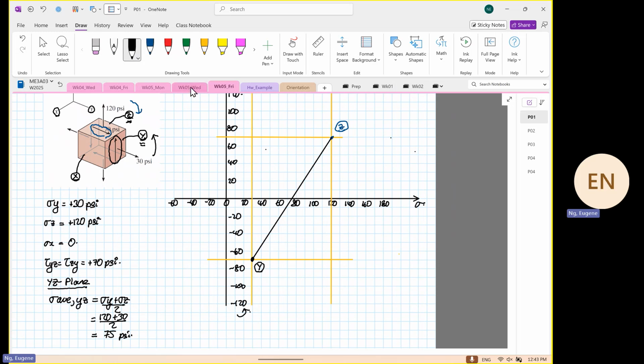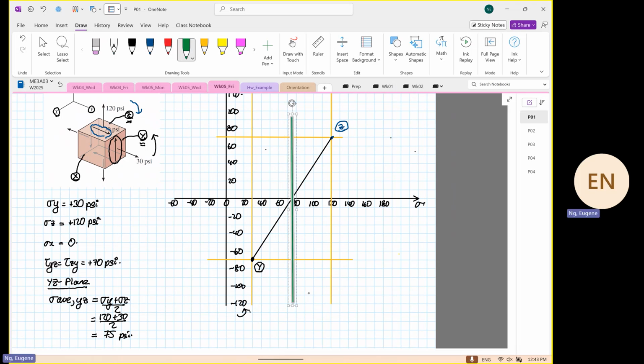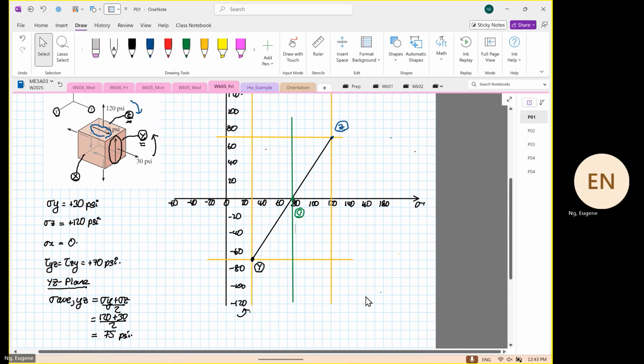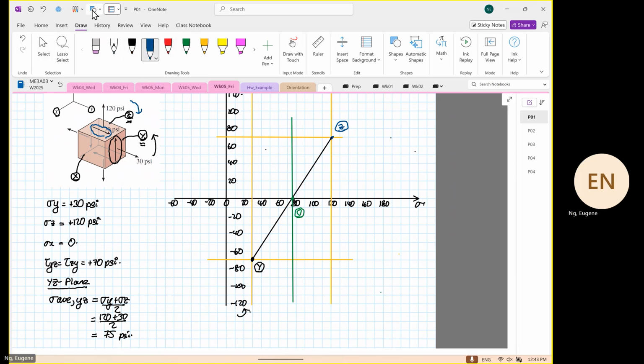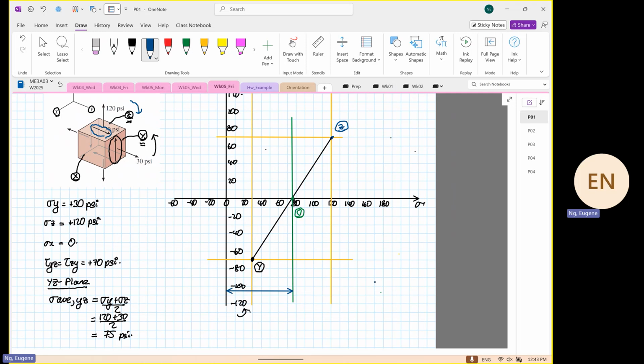So from here, you draw your 75 line. Once you have constructed your 75 line, you declare that over here is your point O. And we are aware, if we were to label them, that the distance from here to here is known as our stress average for the YZ plane.